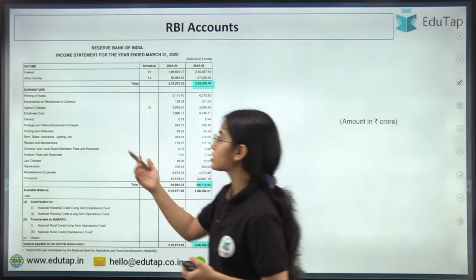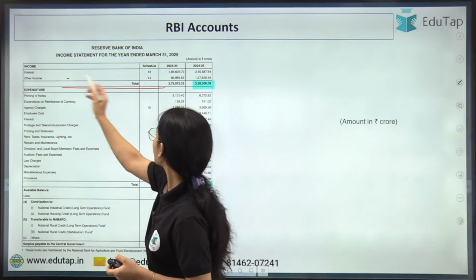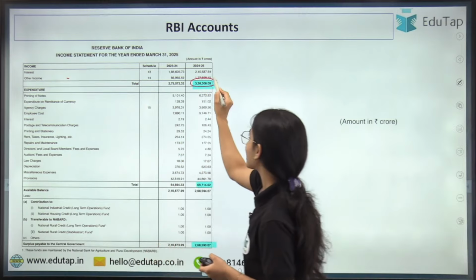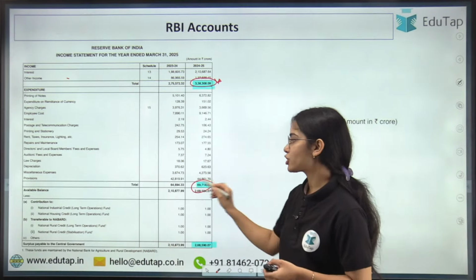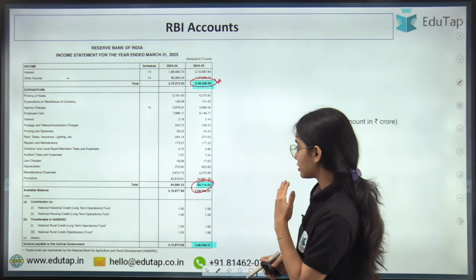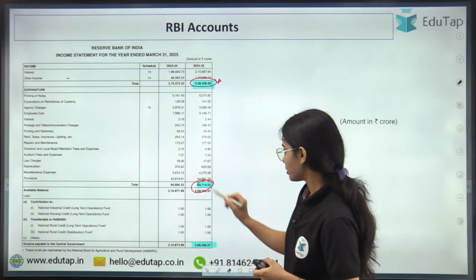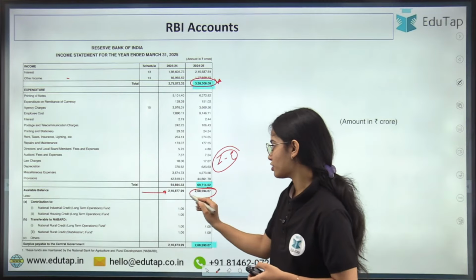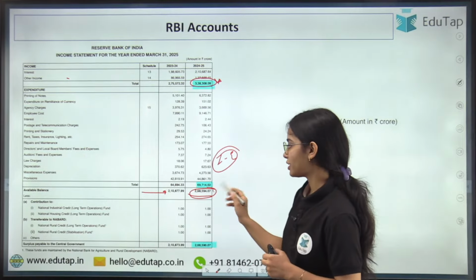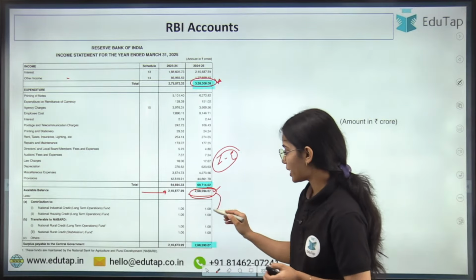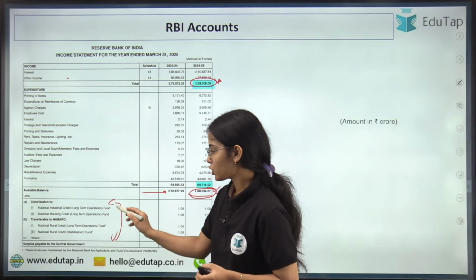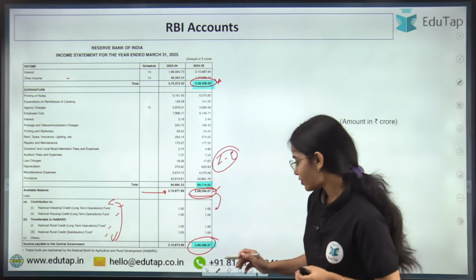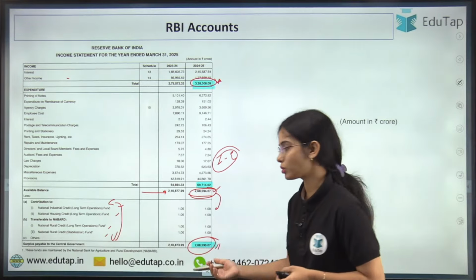Now this is the balance sheet. Sorry, this is the income of the Reserve Bank of India, that is 3,38,308 crores. This is the expenditure of the Reserve Bank of India, that is 69,714 crores. So income minus expenditure is your surplus, the available balance with the Reserve Bank of India. This was 2,68,594 crores. From this, 1 lakh has to be given to the different funds. So 1 lakh each is given to the 4 funds, and then the RBI was left with 2,68,590 crores as the surplus, which was transferred to the government of India.